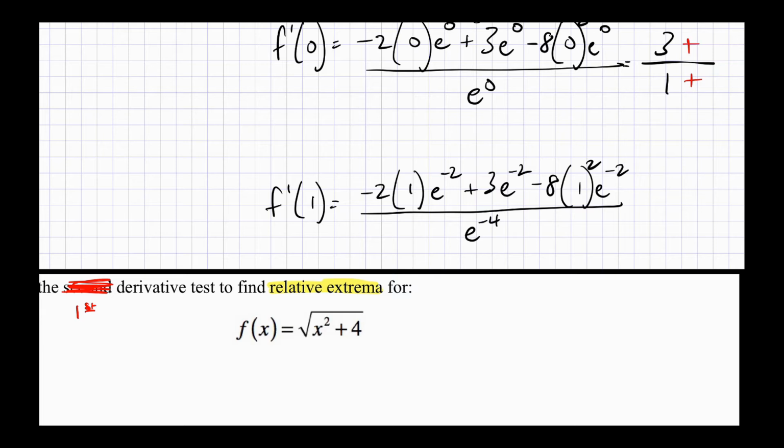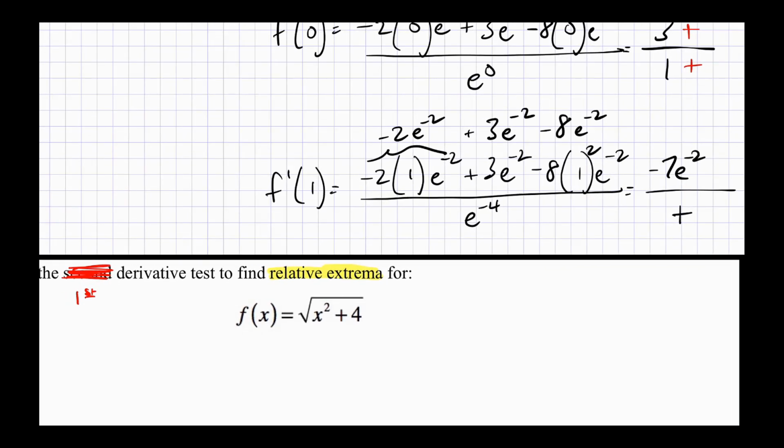Okay. So I'm going to get a -2 e to the -2 plus 3 e to the -2 and a -8 e to the -2. On bottom, I'm going to have a positive, because e to the -4 is a fraction. It's a decimal, but it's still positive. On top here, I combine like terms and I get -7 e to the -2. That's going to be a negative.